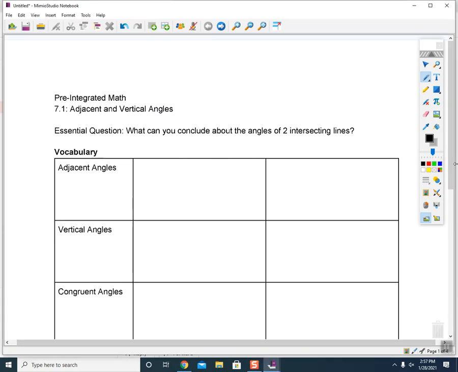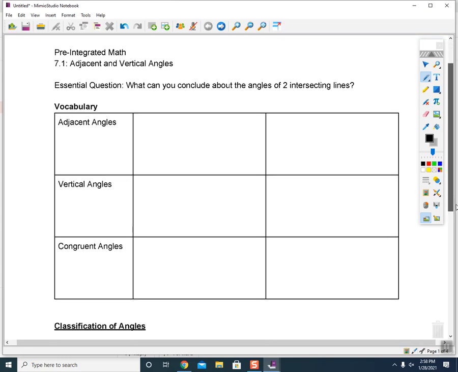We are moving into chapter 7. Chapter 7, we're going to be talking about angles, triangles, those kinds of things. So we're going to start with adjacent and vertical angles today.